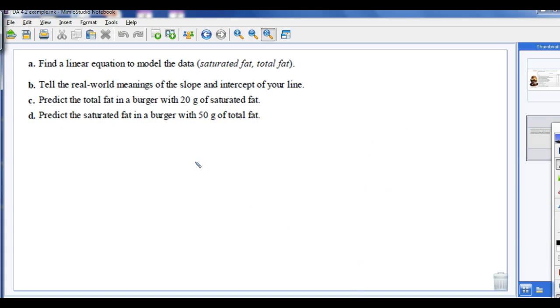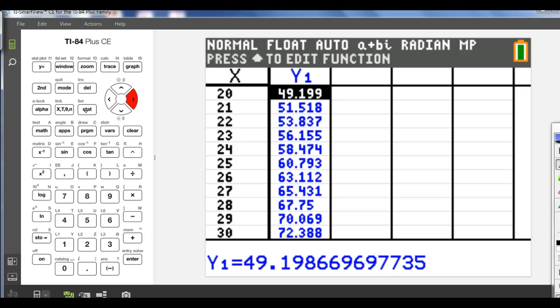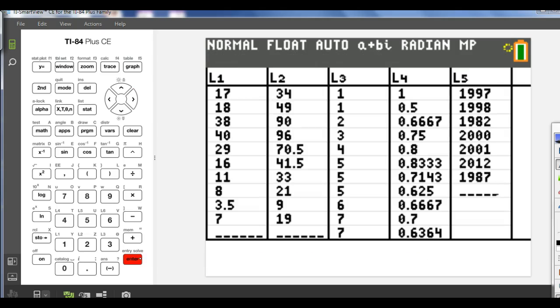All right, so let's do part A. Find a linear equation to model the data. Saturated fat, total fat. Our saturated fat is going to be X, total fat is going to be Y. What we can do is take all these numbers and put them into a list in our calculator. As you see, I have done stat, enter, and put all these numbers into L1 and L2.